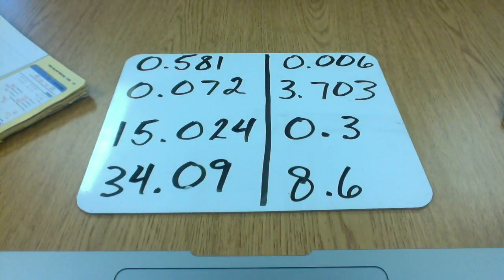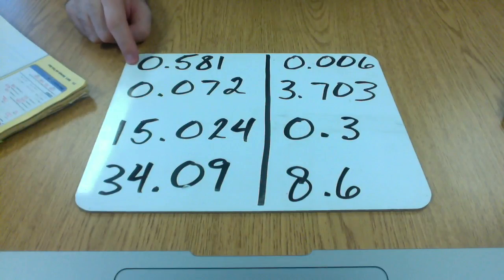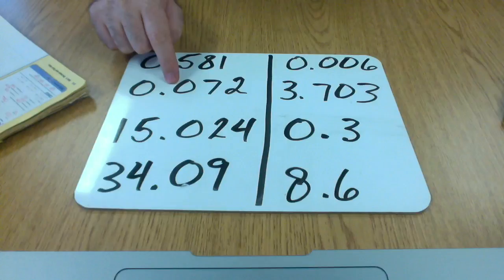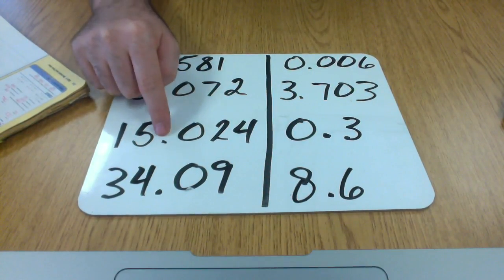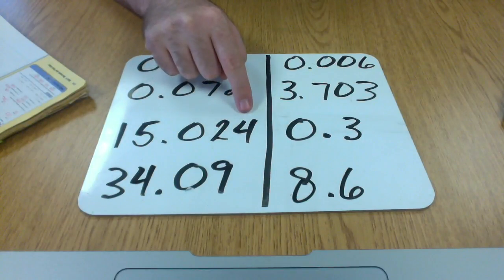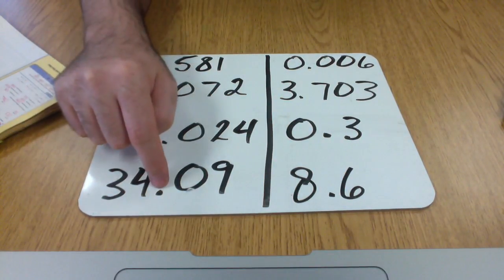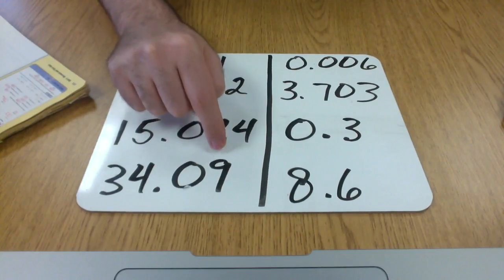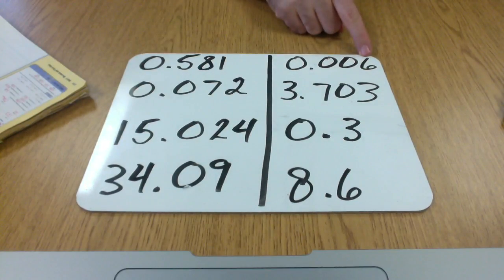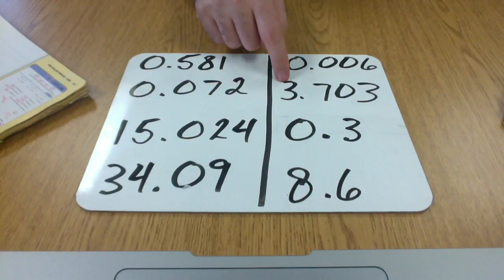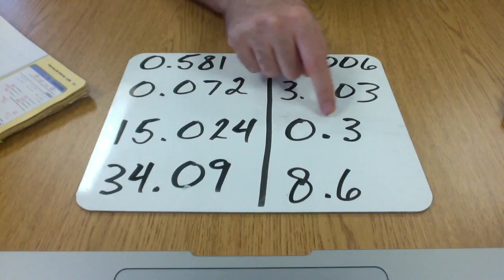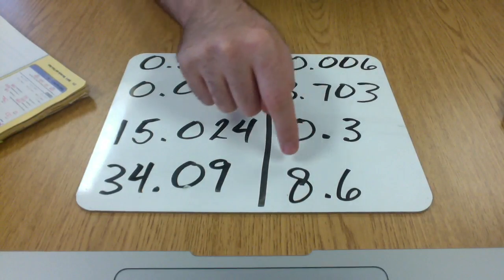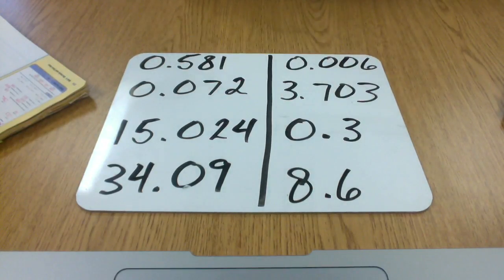Okay, here's the correct way to read these. We would read this one as 581 thousandths. This one would be 72 thousandths. This would be 15 and 24 thousandths. 34 and 9 hundredths. This would just be 6 thousandths. 3 and 703 thousandths. 3 tenths. 8 and 6 tenths.